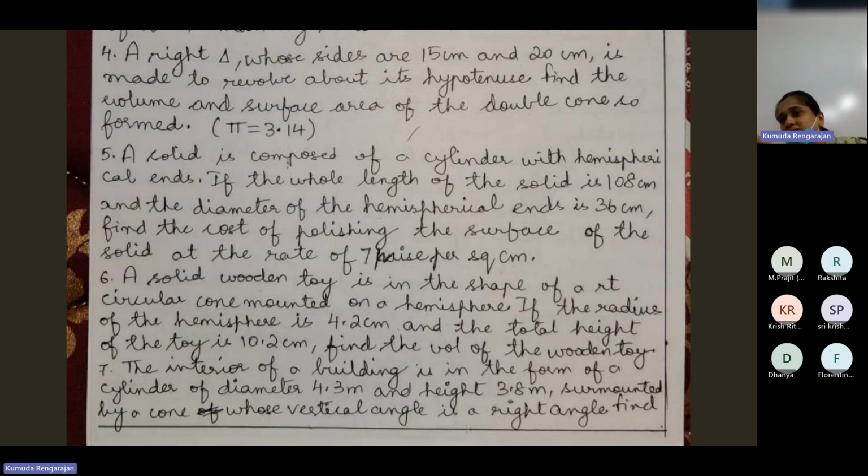Correct, he's right. So when the vertical angle is given, we use trigonometry or trigonometric ratios to find the missing angle or missing sides in a right triangle, right? When less information is given, you can use trigonometric ratios to find the missing sides. He's right, but we don't need that much effort here.